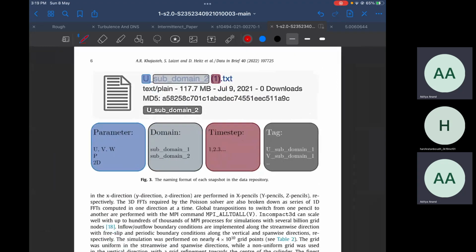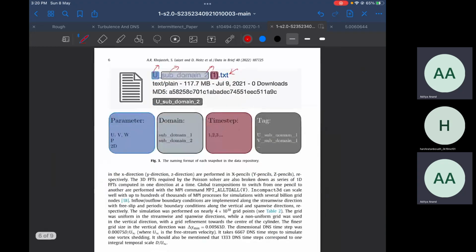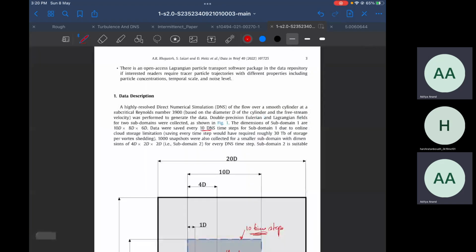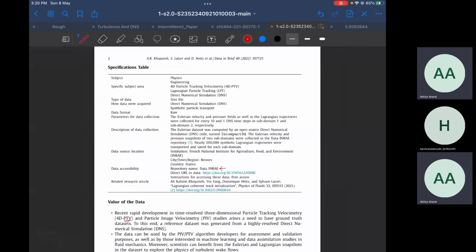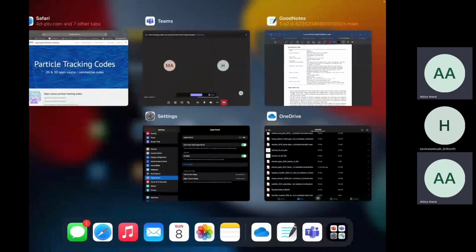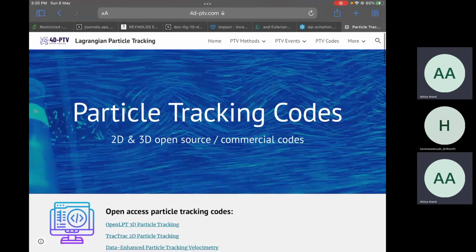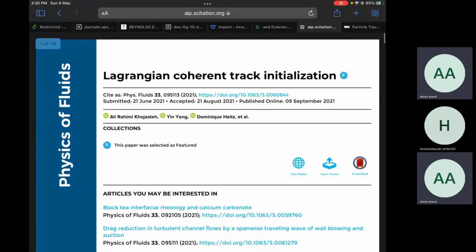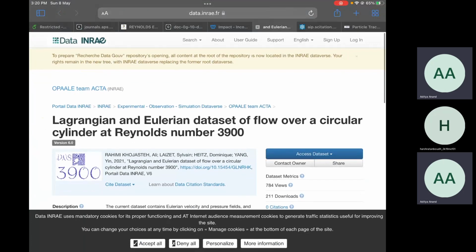They've also described the format in which the data is stored, so it's only the text format. Okay, it tells you which variable it is, which domain it is, and the time step. And this entire data set is available on this website here. So let's go to that website now. Okay, so this is the website.